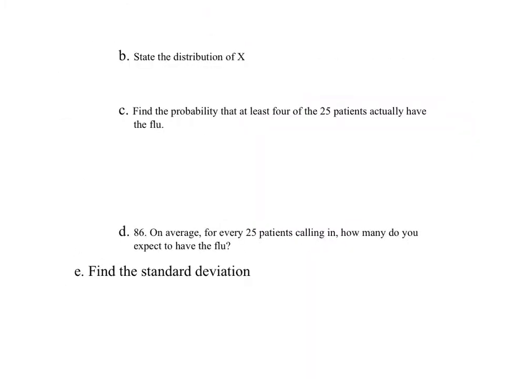Now let's take a look at part B. That says state the distribution of x. Okay, so let's see. First, I'm looking at the 25 patients, and this is my n, so it's fixed. Secondly, this is a yes or no situation, right? The patient either truly has the flu or the patient doesn't truly have the flu. Third, does it have a fixed probability?